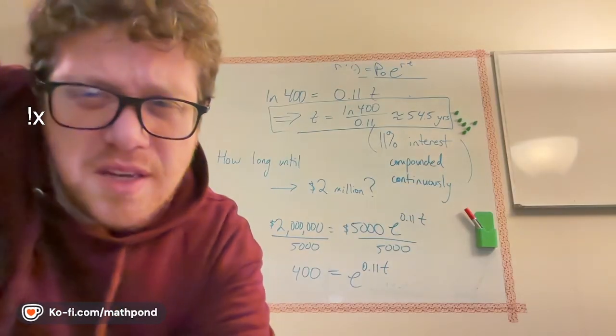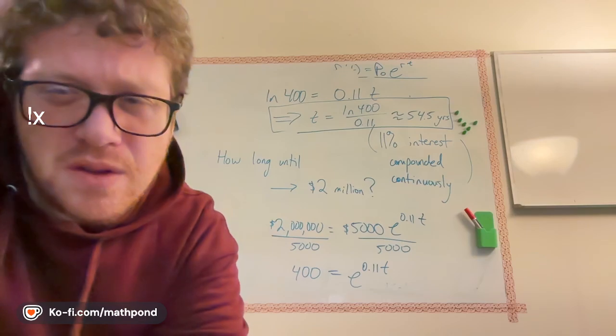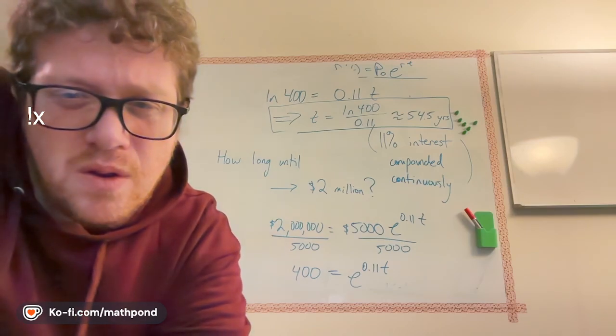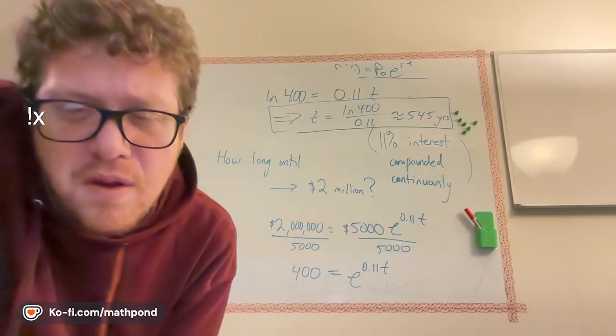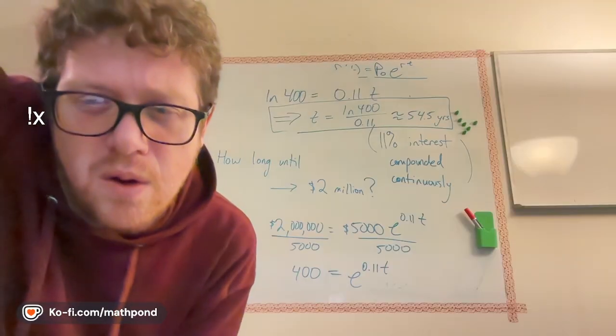What was the other question? I think I missed one of the questions. Snake King, you said 2 million is 5,000. Oh.